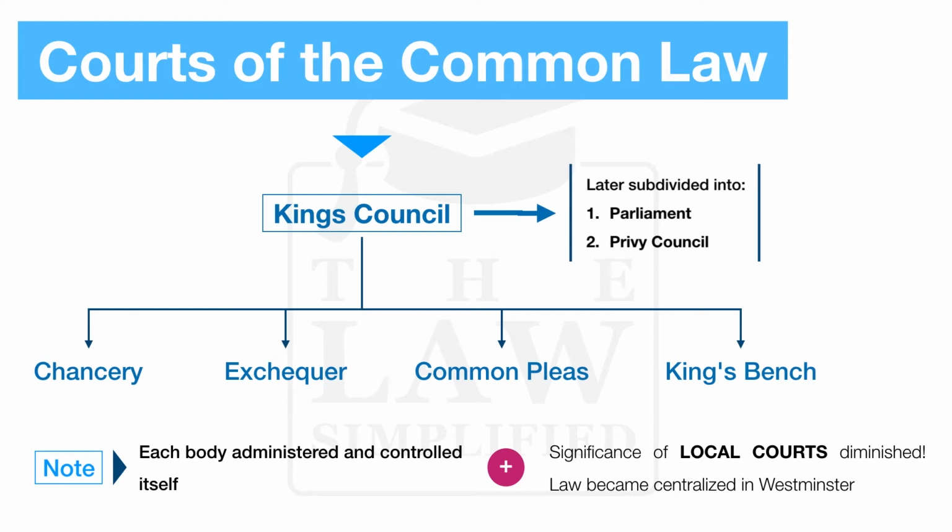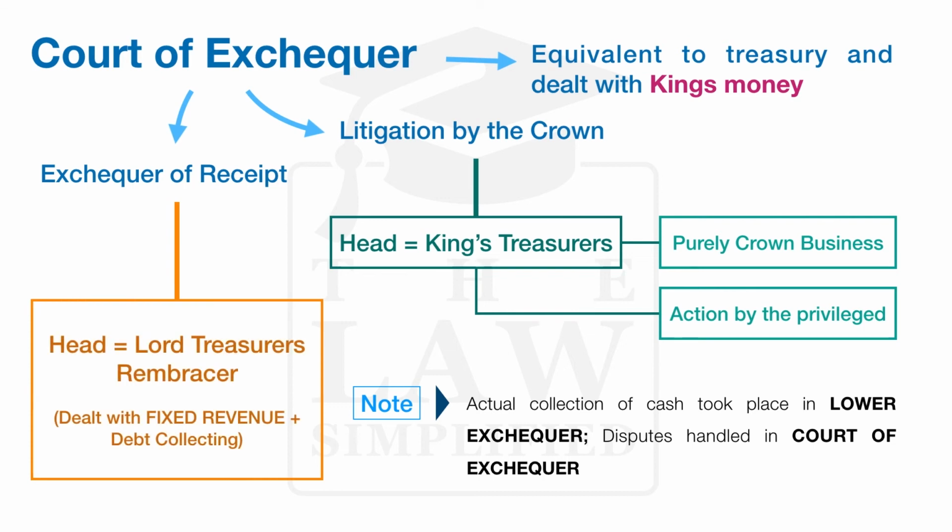Each of these bodies, as I mentioned, controlled itself, tried not to encroach on each other, and pretty much went about its business based on the specified set of tasks and functions which were allocated to them. So the very first type of court that we will be considering is the Court of Exchequer. This particular court can be equated to what we now know as the Treasury. Basically, it's the court that dealt with the king's money or any particular crime or offense related thereto.